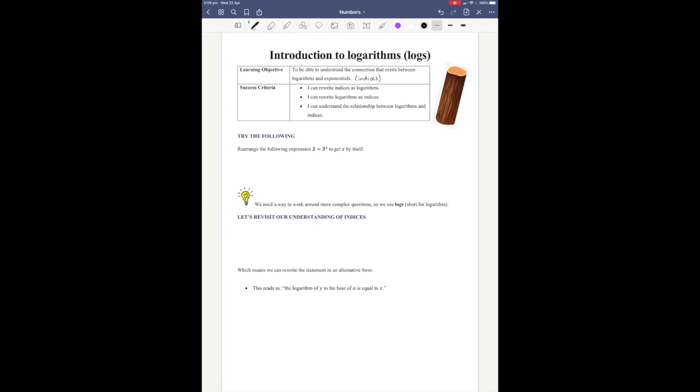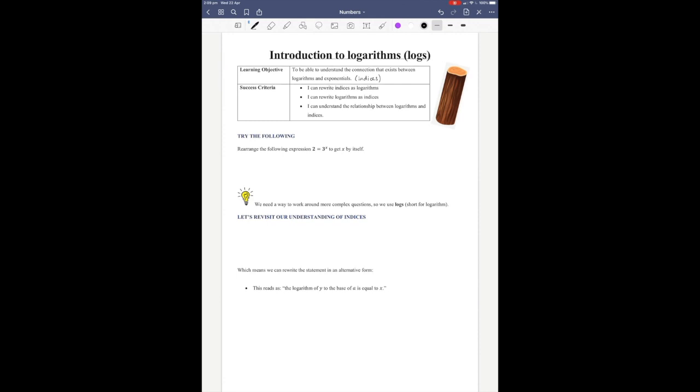So let's start by looking at the following example. I've asked you here to rearrange the following expression, 2 equals 3 to the power of x, and try and get x by itself. Now, if you want to pause the video now, you absolutely can and have a go, but what you will find is that you're actually going to go around in circles. And what you might have figured out is that we need to know the power in order to be able to work out the answer.